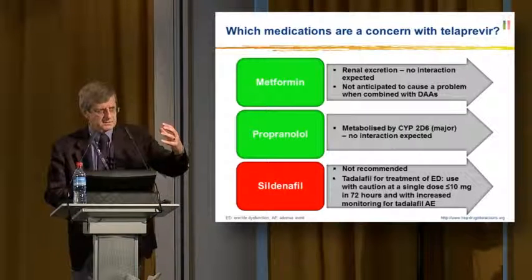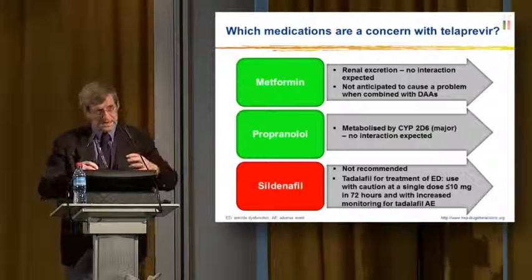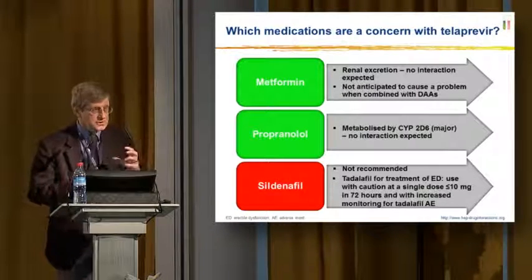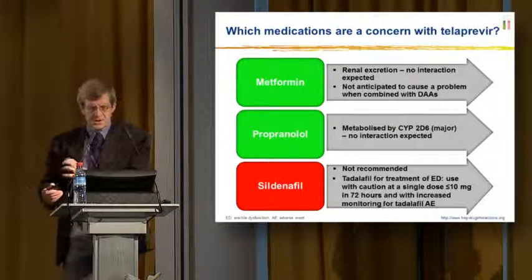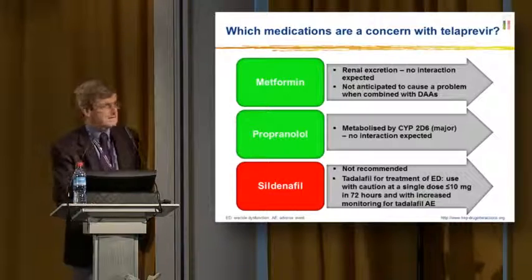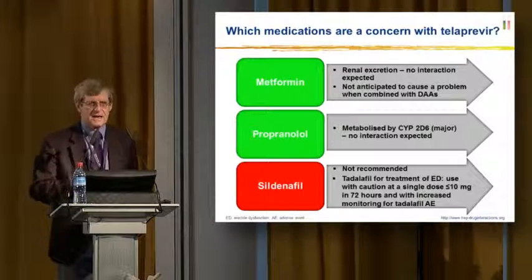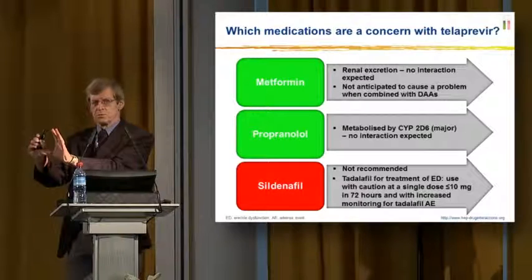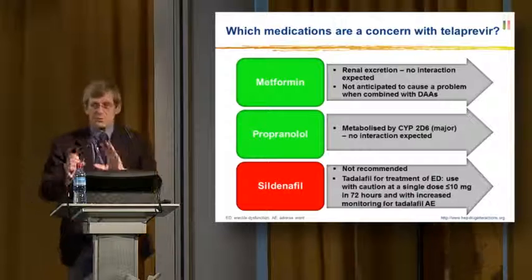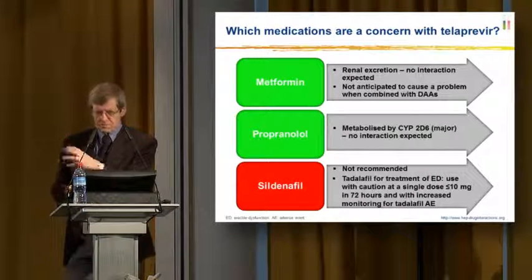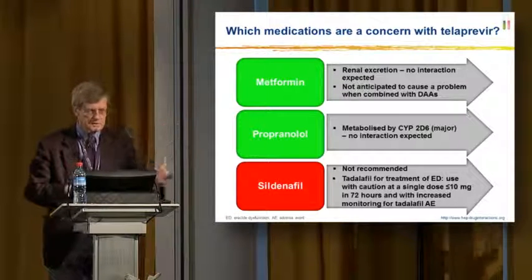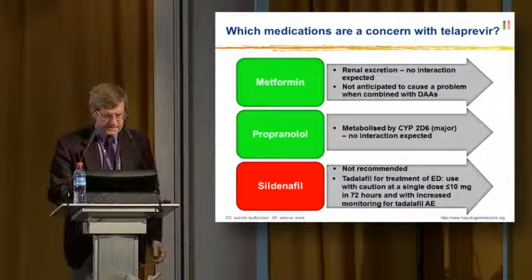Metformin is not a consideration leading to a major problem, because this drug undergoes renal excretion, and so no interaction would be expected. In most of the presentation, I'm going to use green as being no interaction, meaning go. That is not a problem. We can go. Propranolol, we can go. That is not an issue because it's metabolized by a non-CYP3A pathway in the liver. It's metabolized by a different enzyme.